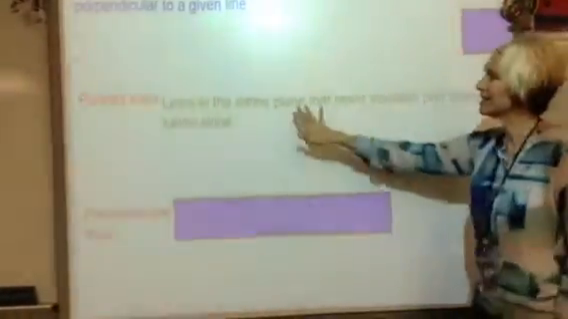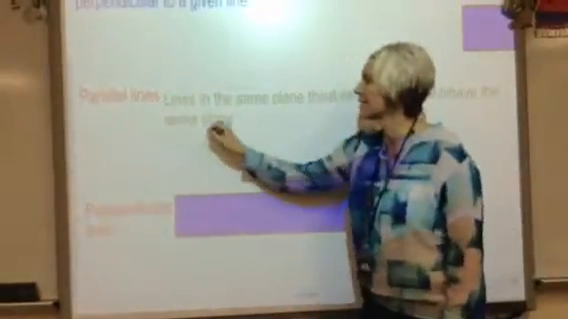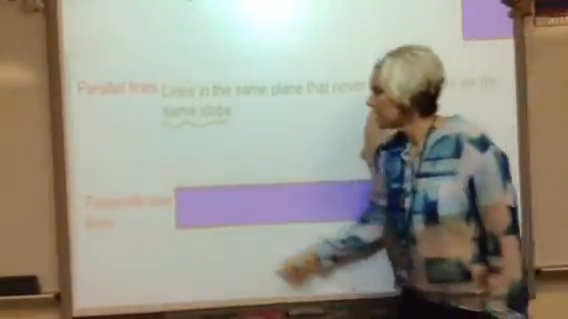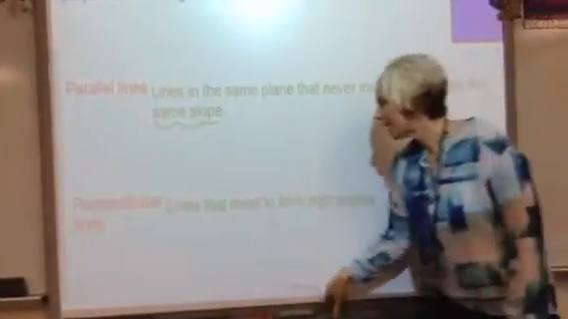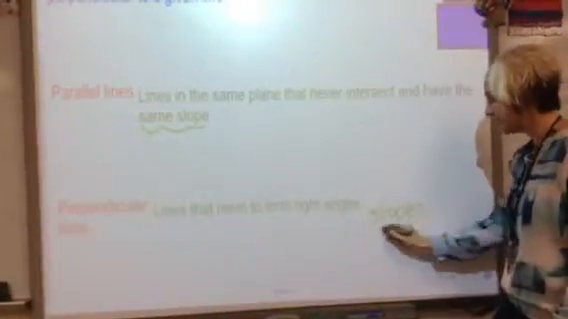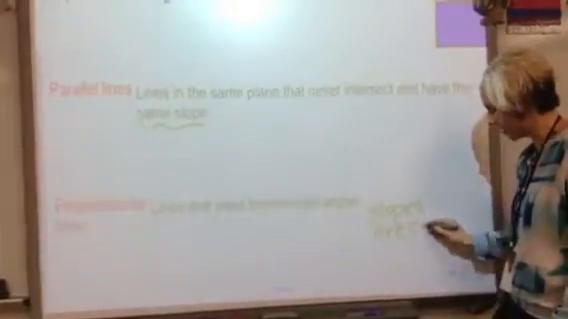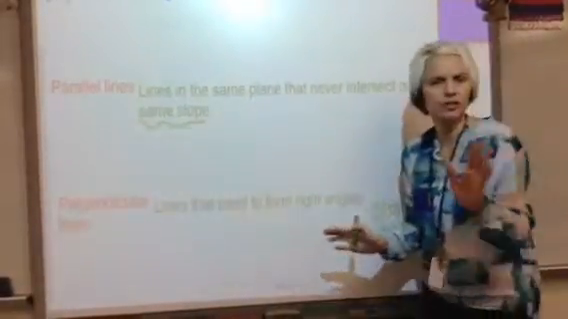Parallel lines are lines in the same plane that never intersect, and what's very important about these is they have the same slope. Perpendicular lines are lines that meet to form right angles, and what's important about them is their slopes are opposite reciprocals of one another. Since that's kind of a hard concept to understand, let's just practice a couple here.